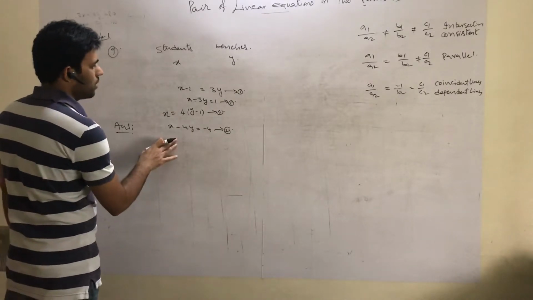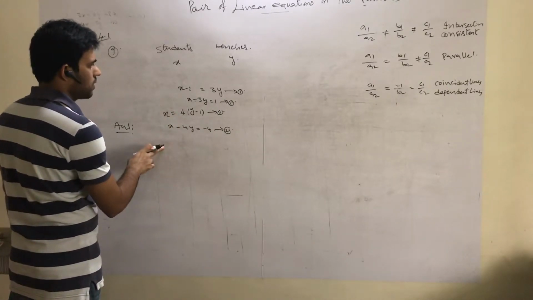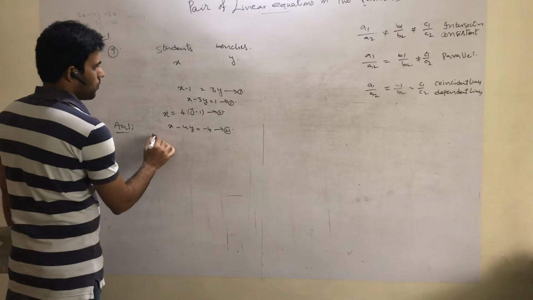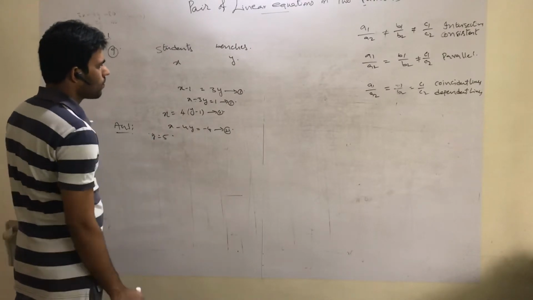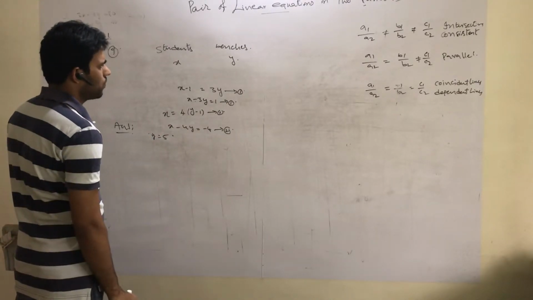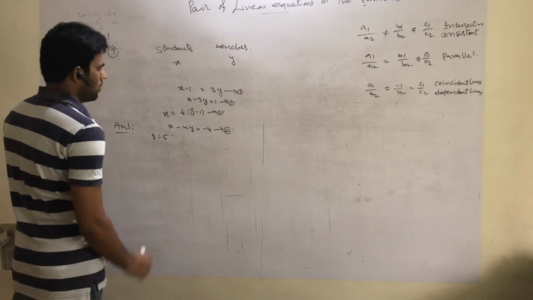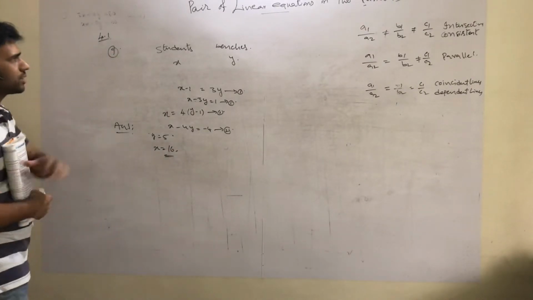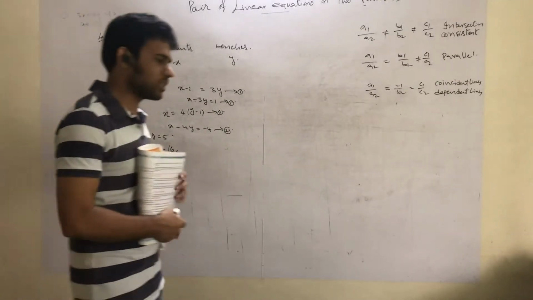So if I deduct from this, that becomes y. Y becomes 5. Then y is 5 and x becomes 16. That means 16 students and 5 benches. So that's the answer. Okay.